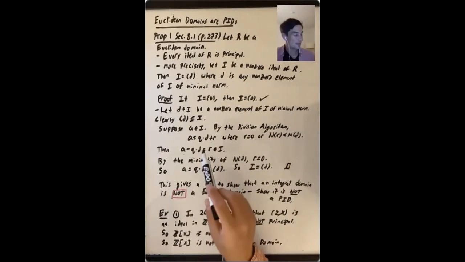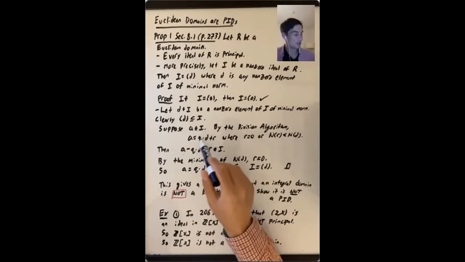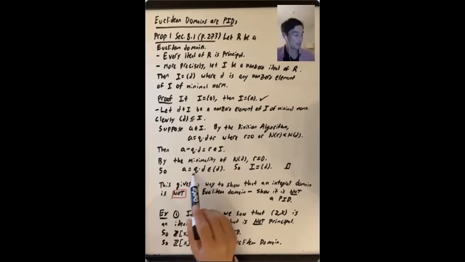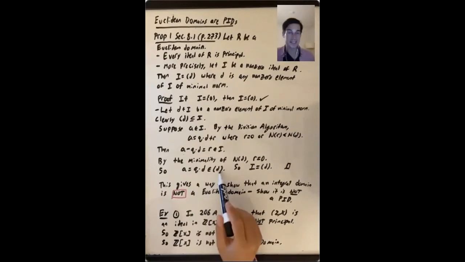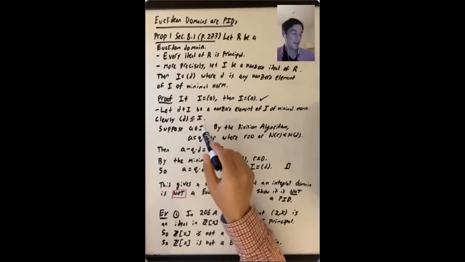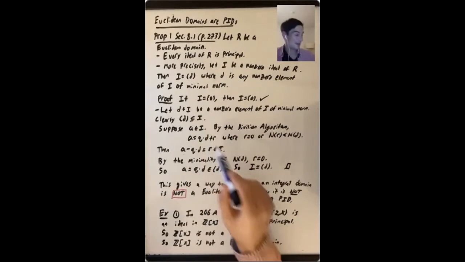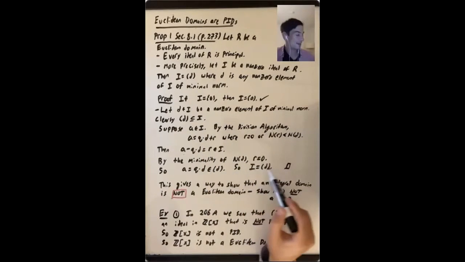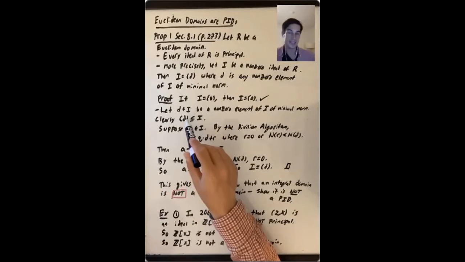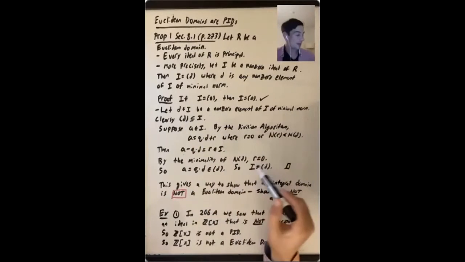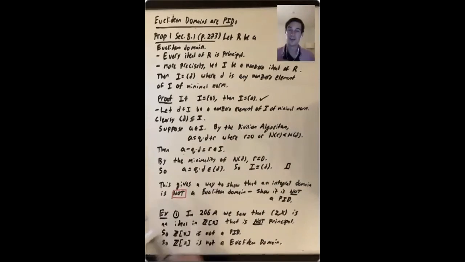So what does that mean? That means that a equals q times d plus 0, so a equals q times d. So a is in the ideal generated by d. Now a was just an arbitrary element of I. That means the whole ideal I is contained in the ideal generated by d. So we have inclusion the other way, and I is equal to the principal ideal generated by d. OK, this should feel very similar. This is just like what we saw for Z and for F[x].